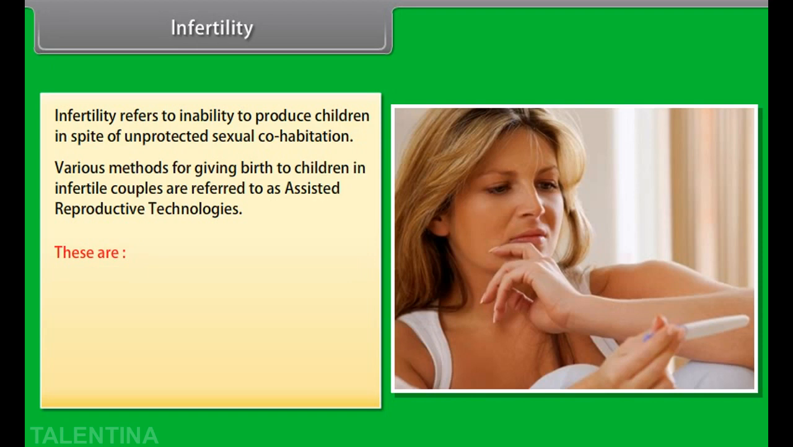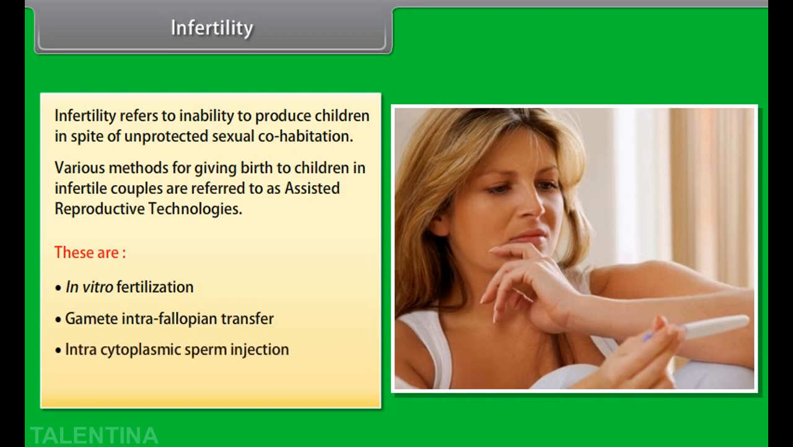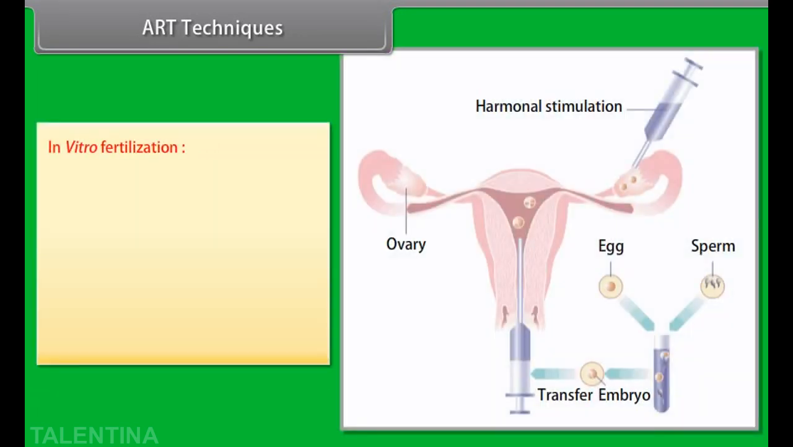These are in vitro fertilization, gamete intrafallopian transfer, intracytoplasmic sperm injection, artificial insemination. ART techniques. In vitro fertilization.